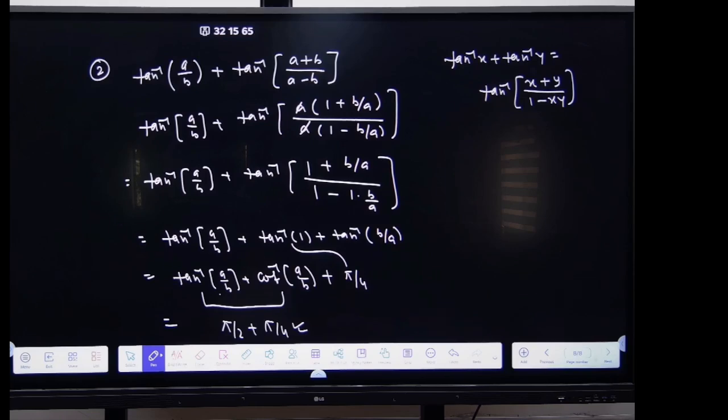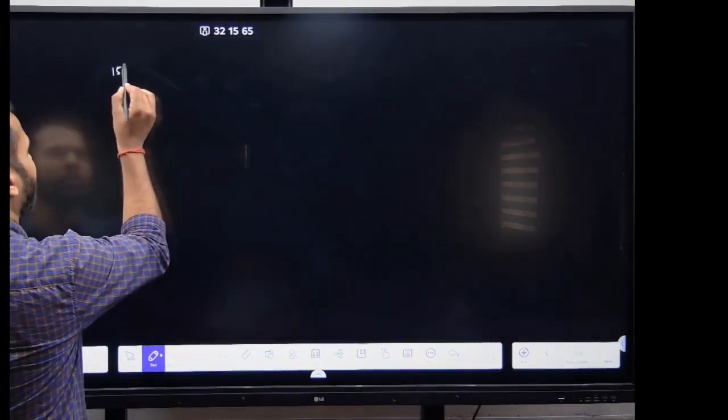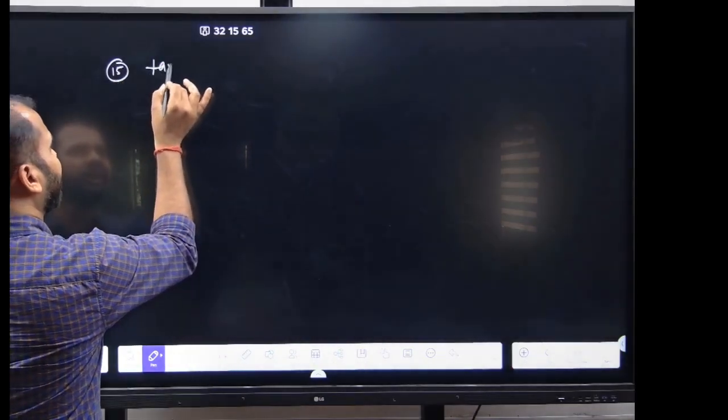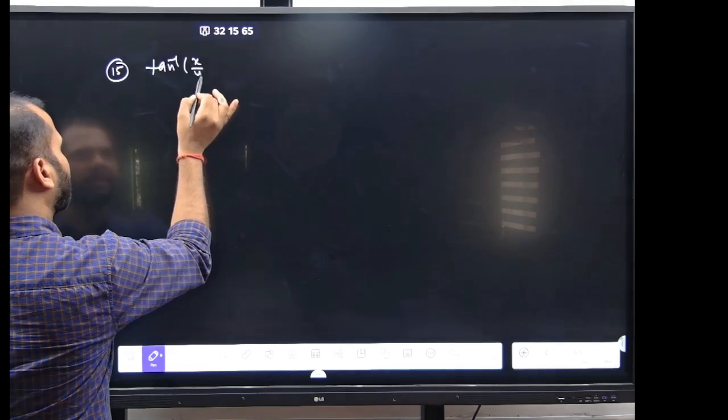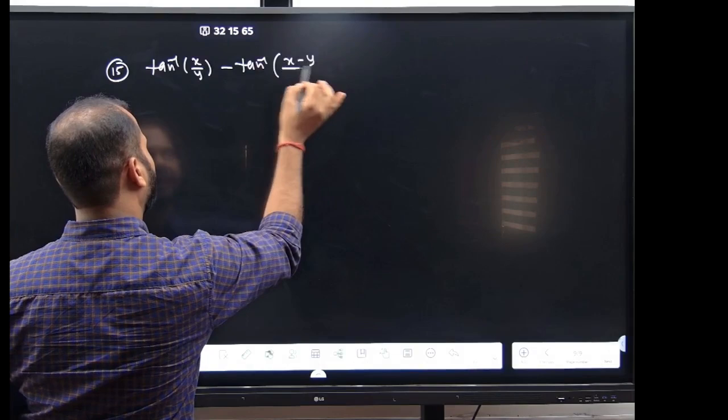Then should I solve which one? Should I solve the 19th one? 15? Which one I should solve? Should I solve? Yes, tell me the question. How much? Tan inverse of x by y minus tan inverse of. Are same question.